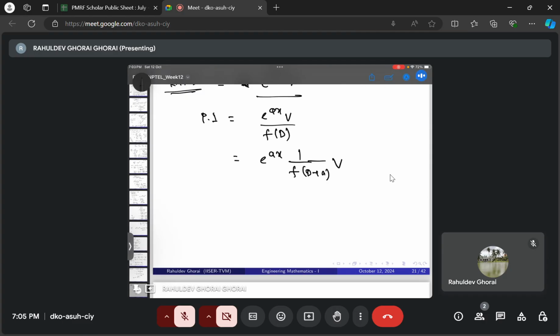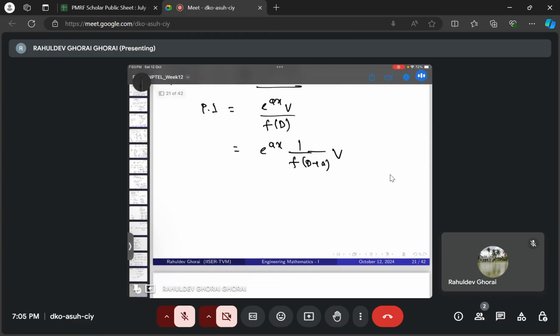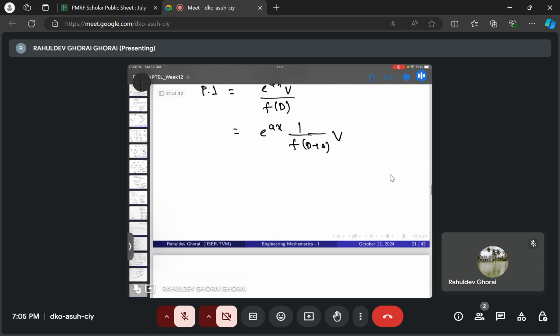So the differential equation. Let's say we have to find out the particular integral for this type. So D square minus 6D plus 5 times y is equal to e to the power x. Let's say we have to find the solution for this question.